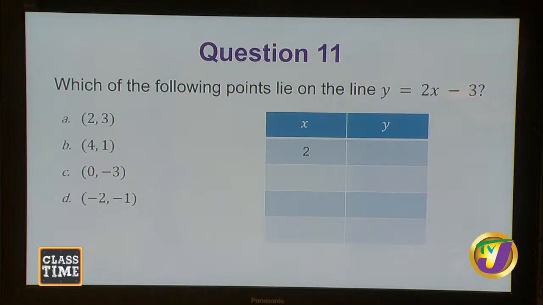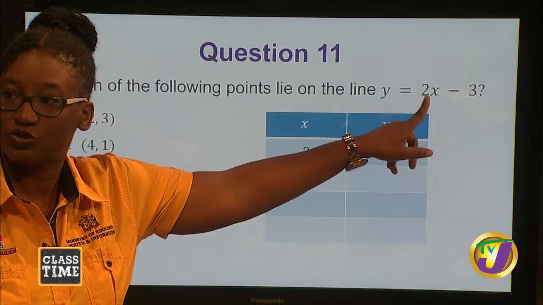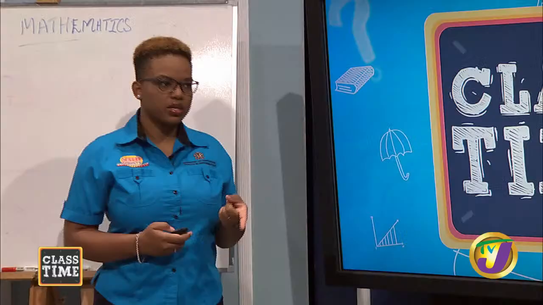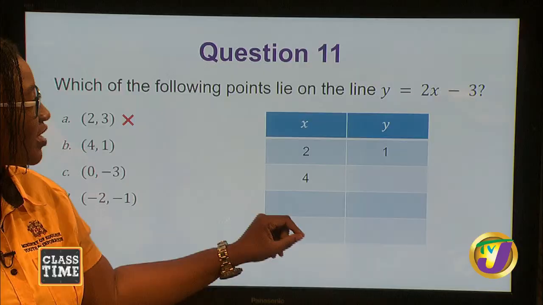When I substitute 2 for x in the equation, multiplied by 2 gives us 4. Subtract 3 gives us 1, which means that's not A. All right, let's try B. So we have our 4 there.